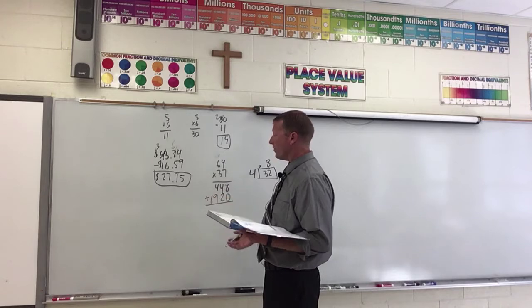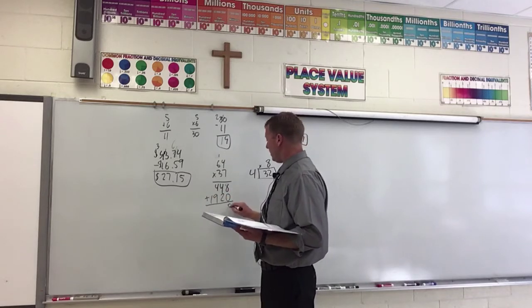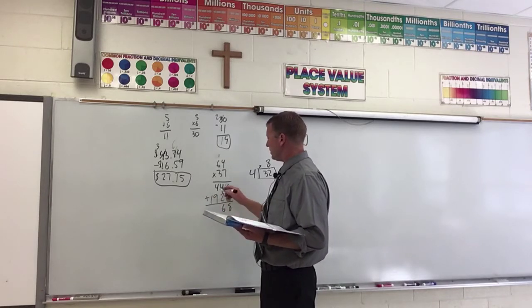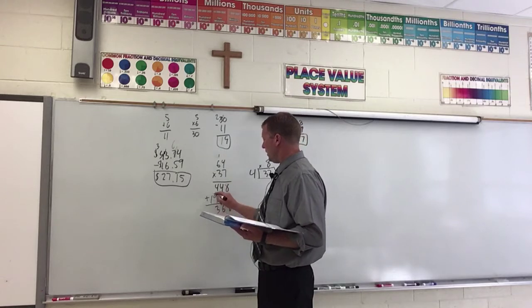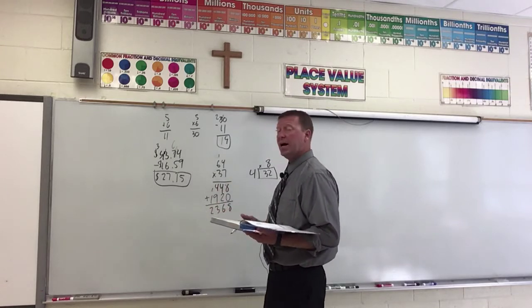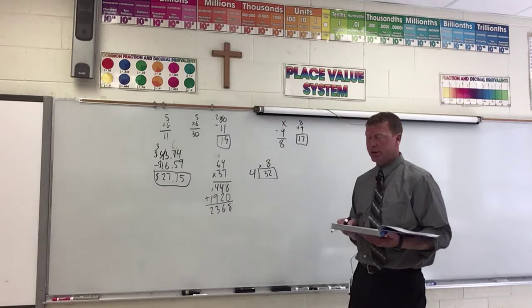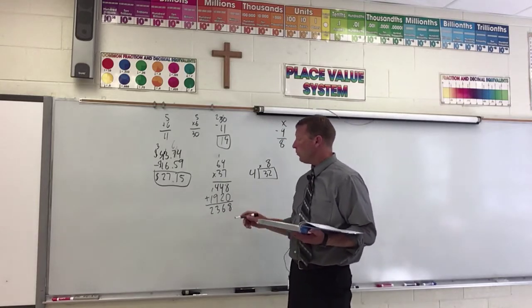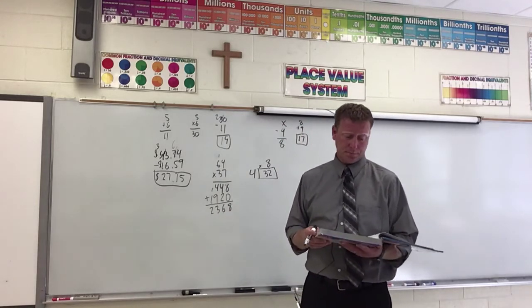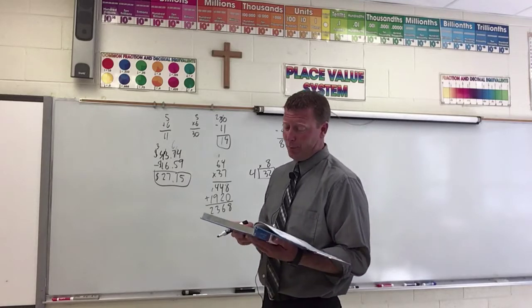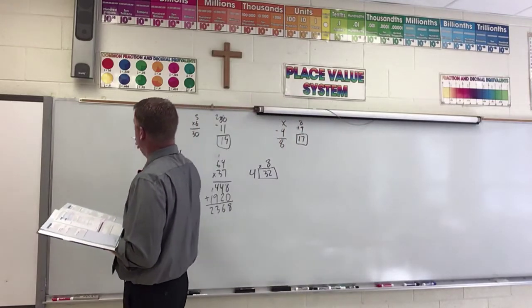Add those all together. 8 and 0 is 8. 4 and 2 is 6. 4 and 9 is 13. 1 and 1 is 2. I have 2,368 when I'm done with the multiplication. Number 9, big, huge list.